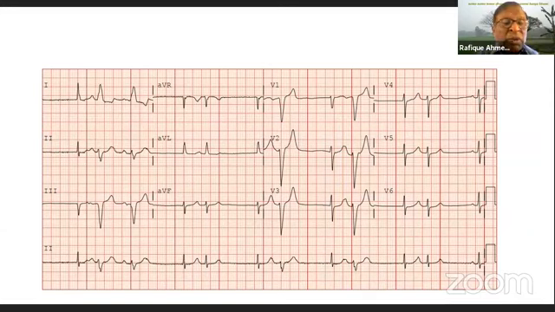This is interesting because if you look at lead 3, you can see the first beat is narrow, but the second and the third beat are wide. That's a left bundle aberration.